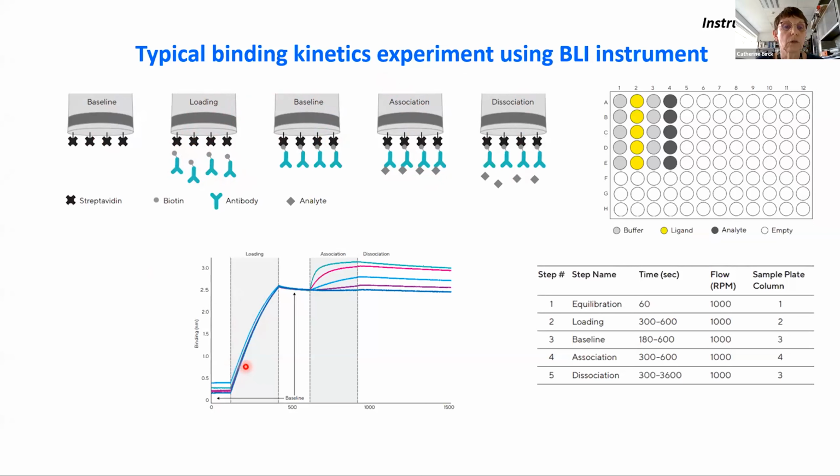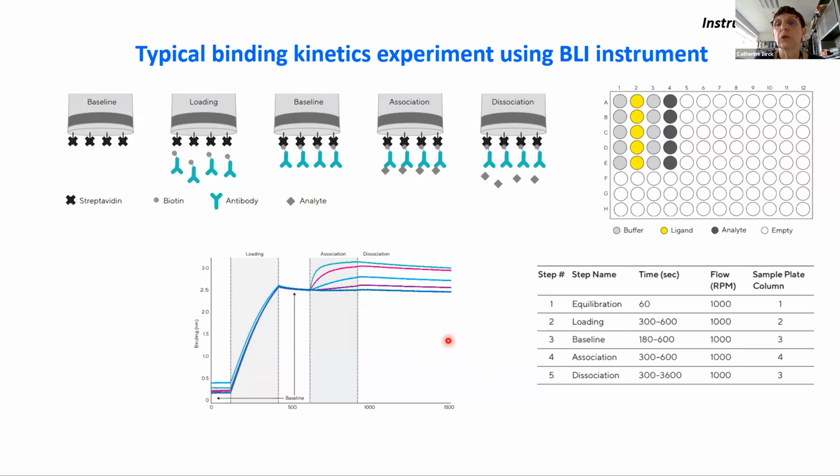So these are the raw data that you collect at these different steps. So here the first baseline, the loading of the first molecule, the baseline, the association step, and the dissociation at different concentrations.